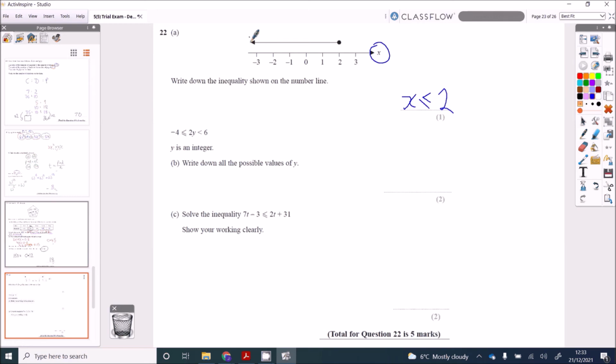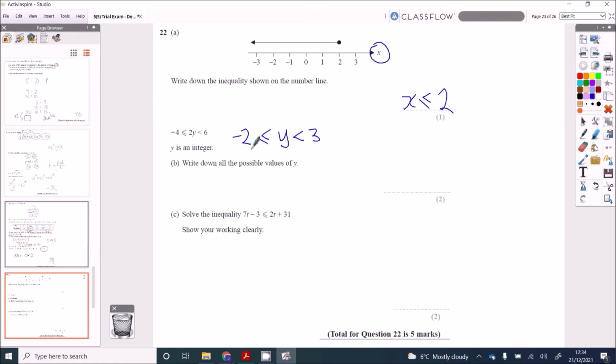All these points to the left of the arrow are all the ones which are less than 2 or equal to 2. Now for part B, we need to write down all the possible values of y, where y is an integer. Remember, an integer means whole numbers. Now, I think the easiest thing here is to try and get y on its own in the middle. So let's halve everything. If we halve everything, we get this.